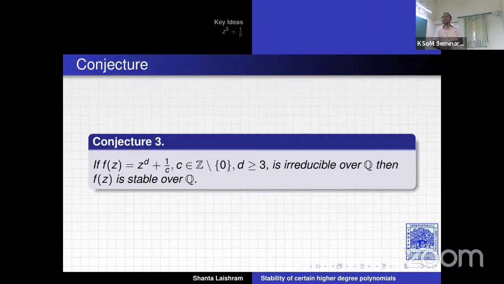So this is the conjecture one actually expects, in the sense that if you take F_c to be x^d plus 1 over c, and d is at least 3, if it is irreducible, then it should be stable. This is the conjecture from earlier results by many authors. So far, unconditionally we can prove it when these are coprime to 6, or when these are powers of 2, or 3, and other families, but it's not completely known. So we have to use the ABC conjecture so that this conjecture is true.